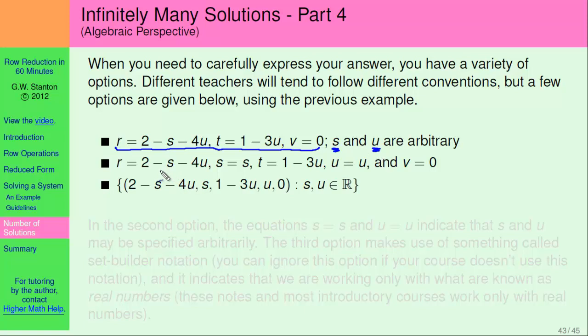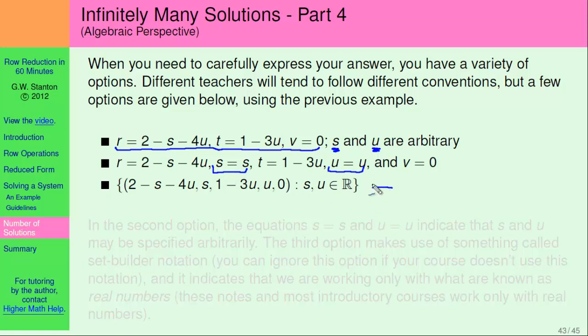Another way to say the same thing is, again, to just list out the equations, but this time you include the equation s equals s and the equation u equals u. Since s equals s is satisfied no matter what number you plug in for s, this is another way of saying that s is arbitrary.